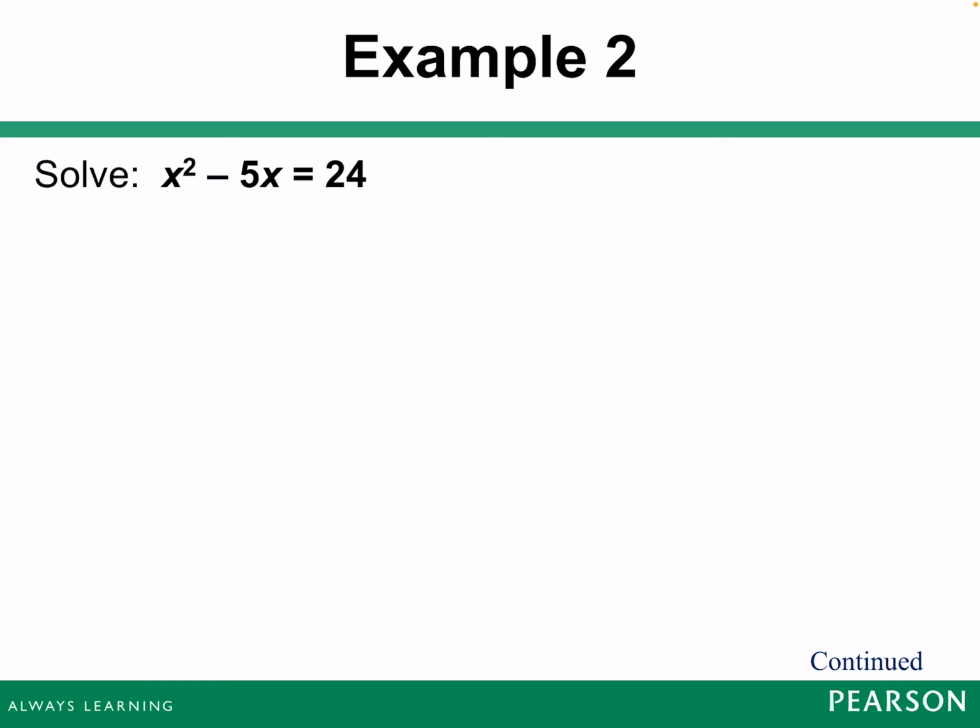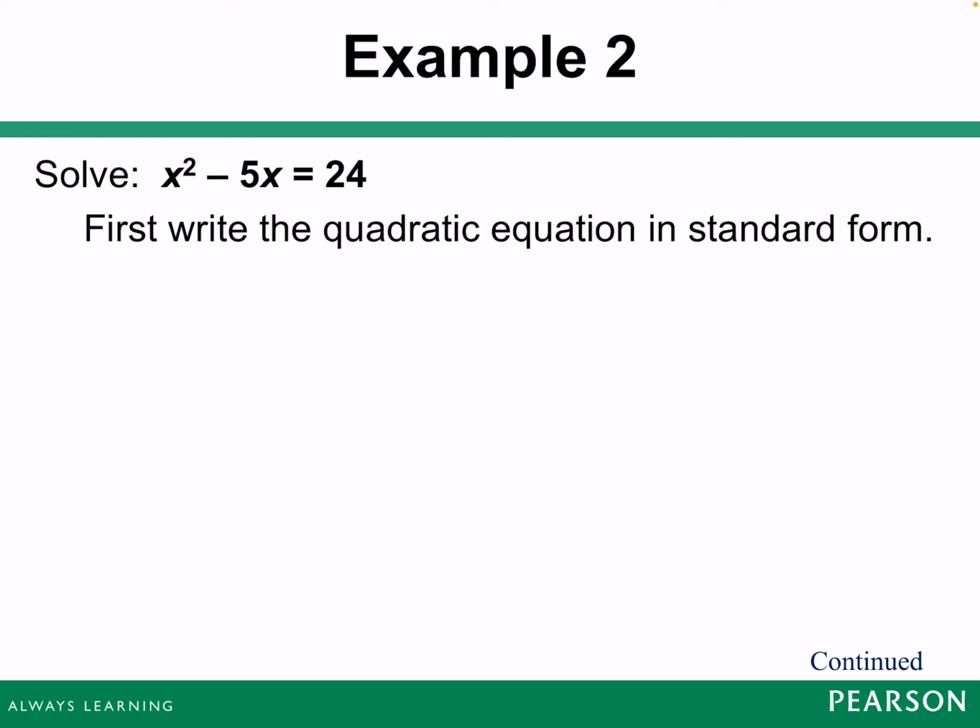Okay, here's example 2. It says solve x squared minus 5x equals 24. First step, is it in standard form? No, it is not. Standard form has the quadratic equation equal to 0. So I'm going to have to subtract 24 from both sides. So I subtract 24 here, which means I subtract 24 here. I get x squared minus 5x minus 24 equals 0.